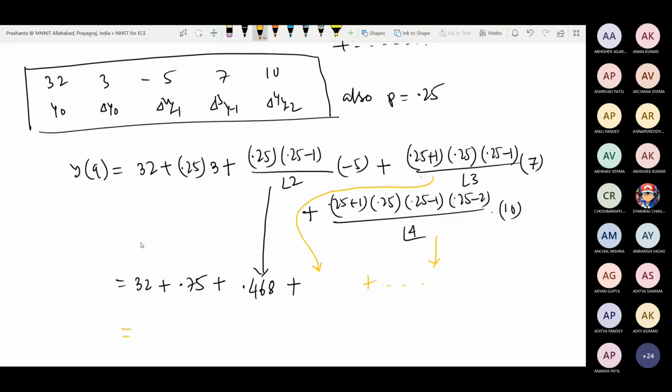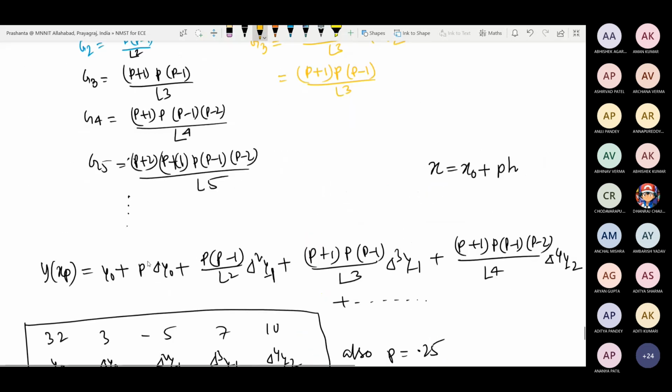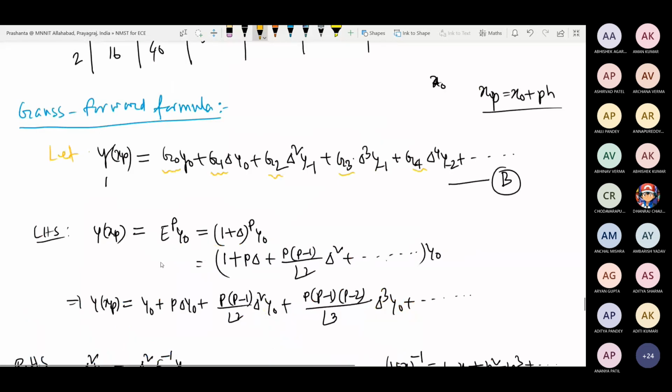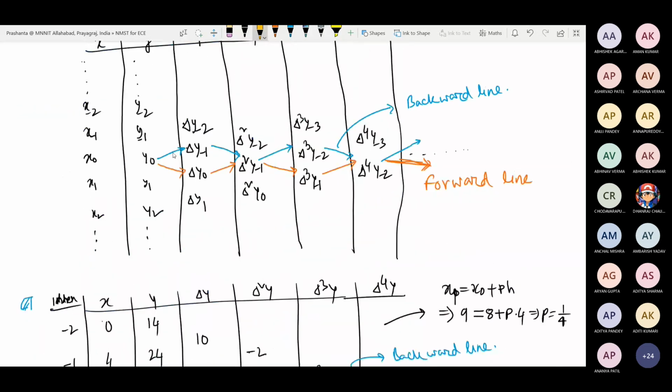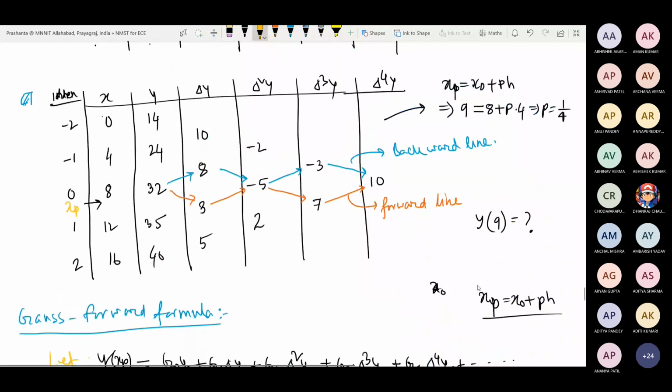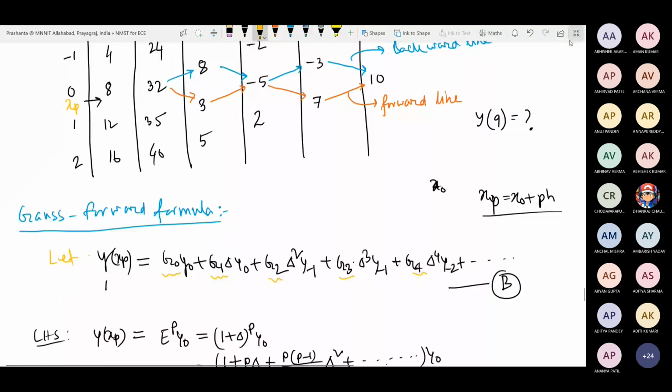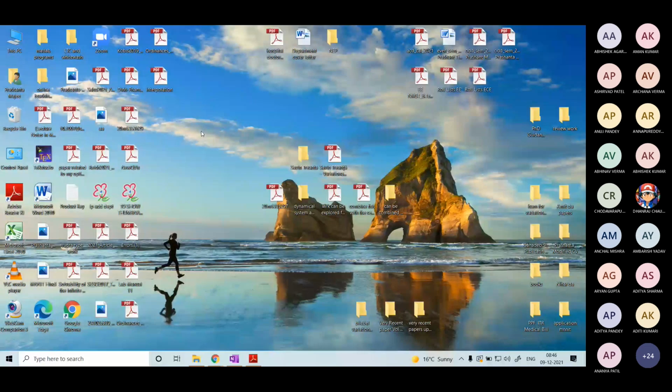Now in Gauss backward formula, the derivation will be exactly the same way. Only you will have to consider the initial value as the linear combination along the backward line: G0 y0 plus G1 delta y-1 plus G2 del square y-1 plus G3 del cube y-2 plus G4 del 4 y-2 and so on. And again you will write down everything, left hand side and right hand side, in terms of y0, and then you compare the coefficients of like order differences. So if you do it, let me show you the PDF now. This time I will not be deriving it because otherwise it will be boring.